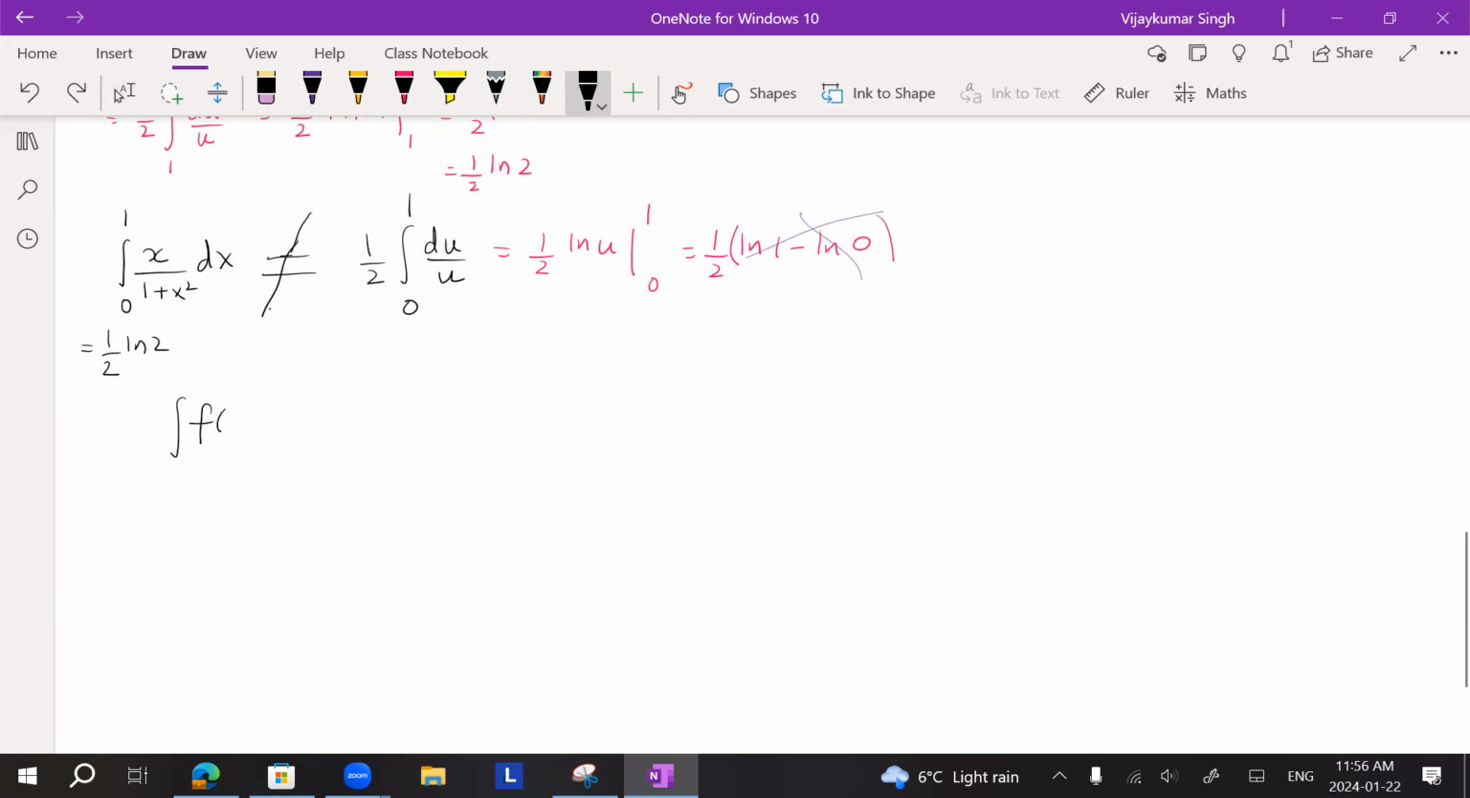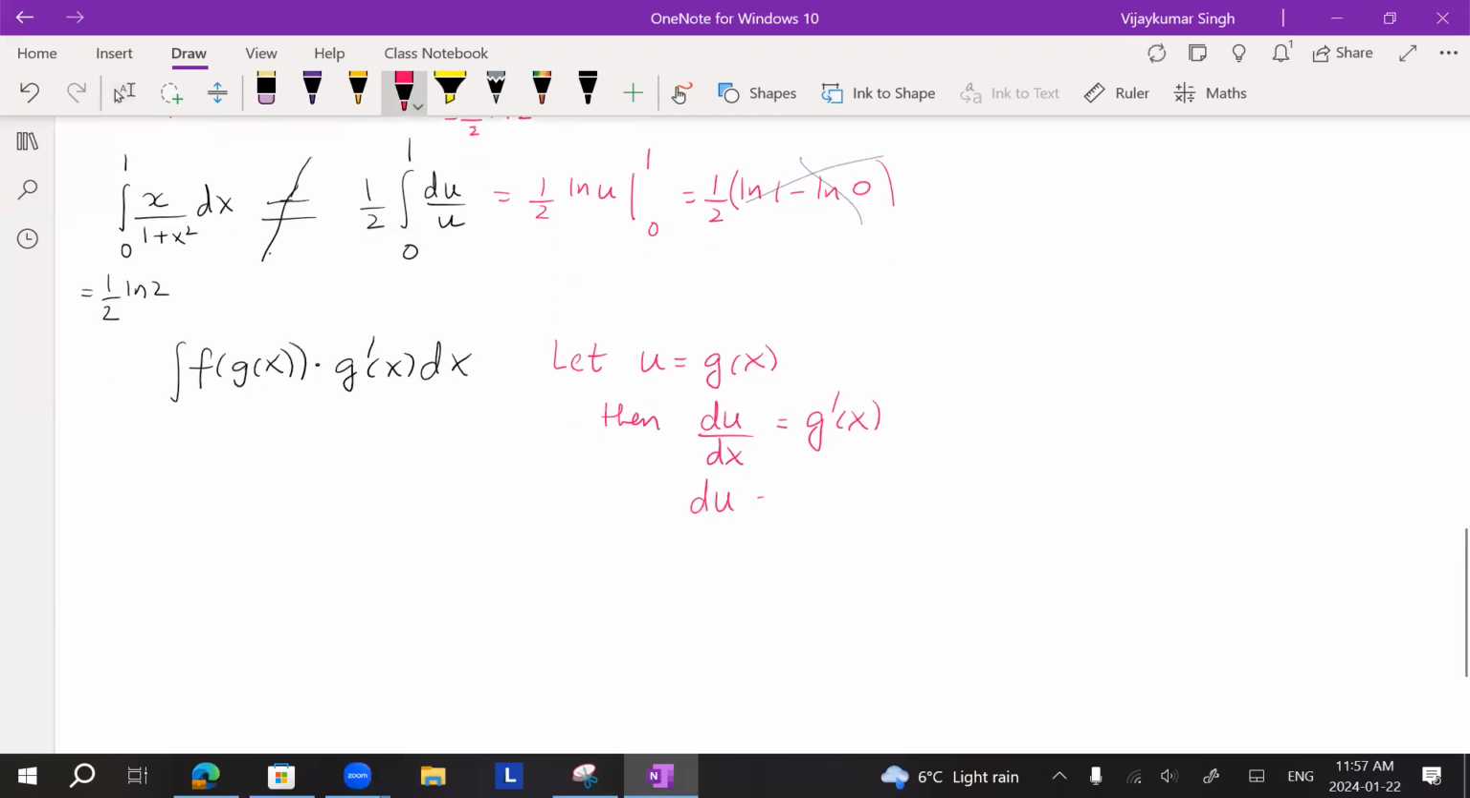So you have f of g of x, and then you have g prime x dx. If your integral is of this form, what you do is you let u equal g of x. Then you can see du by dx becomes g prime x, and then you have du equals g prime x dx. So now you're able to substitute this whole thing as an integral of f of u, and instead of g prime x dx, it becomes du.